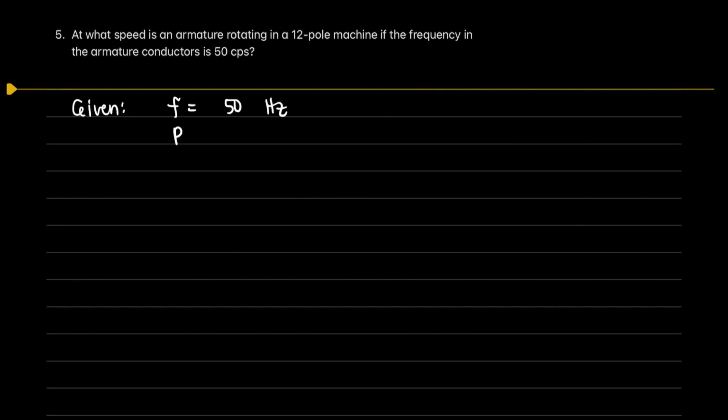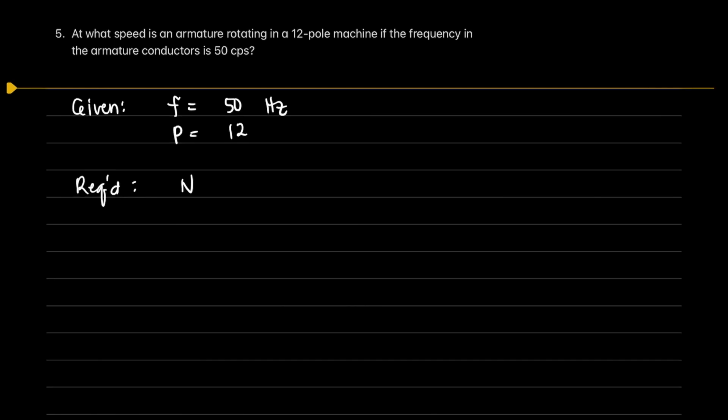The number of poles is 12, and we are required to determine the speed of the armature in the machine. Since the formula for the frequency of a machine is equal to P times N over 120, we can solve for N, which would now be equal to 120 times F over P.